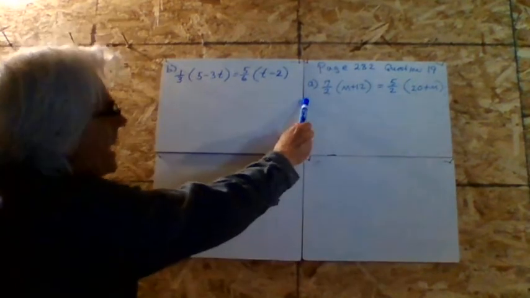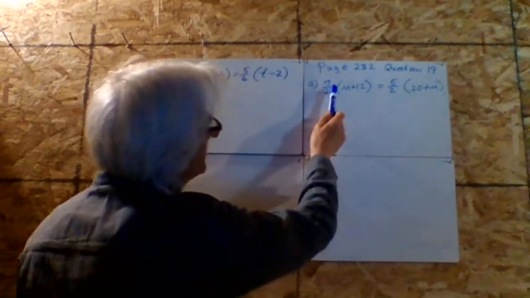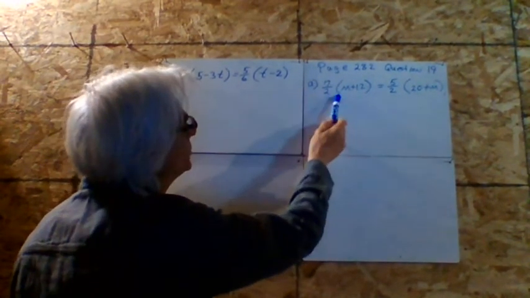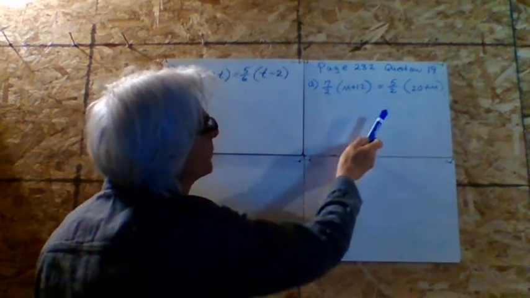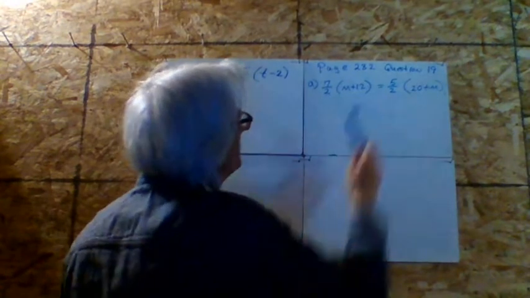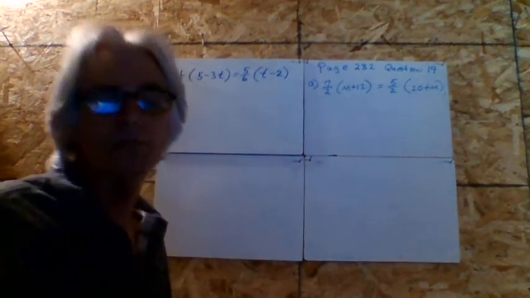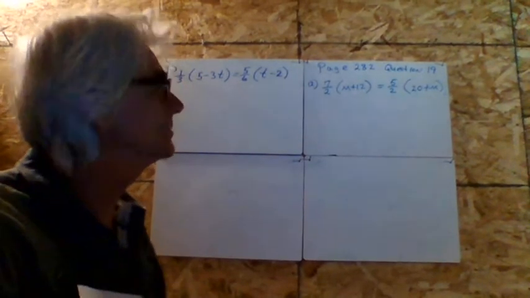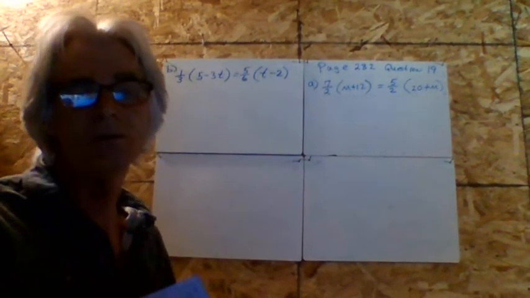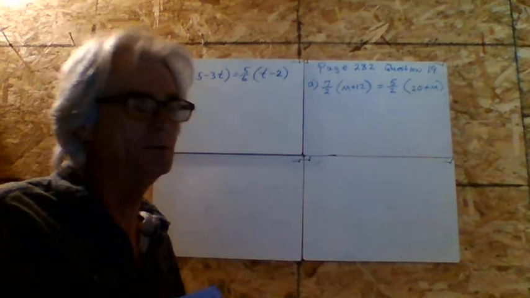This one here is the A. It's the fraction 7 over 2 times m plus 12 equals 5 over 2 times 20 plus m. So it's still the same type of equations we're doing with variables on each side. The only difference is now we have fractions in it.